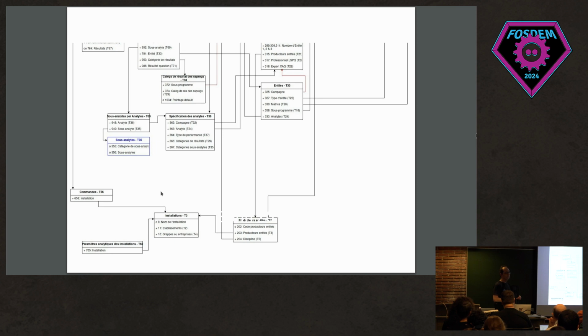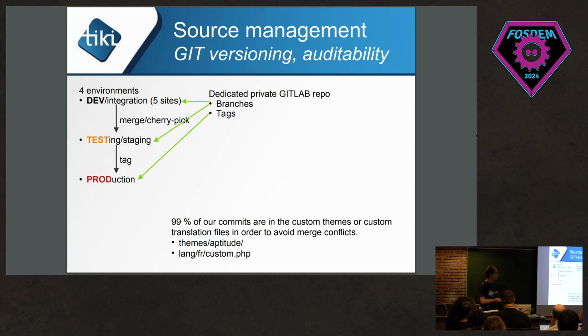Still not 86 trackers. So how did we deal with source management?